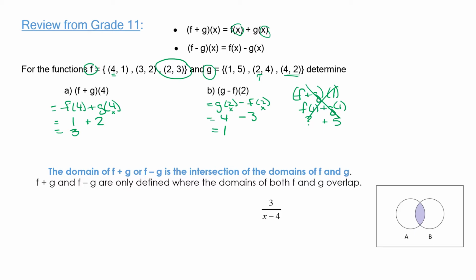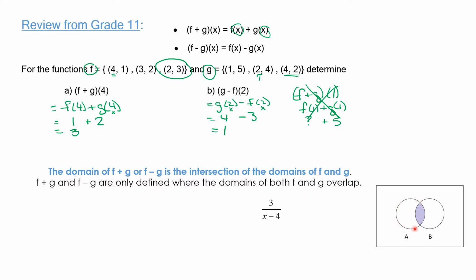The domain of f plus g or f minus g is the intersection of the domains of f and g. I know you did Venn diagrams, probably in elementary school. So if this were an f and this were a g here, we have to only have the overlap, the intersection. F plus g and f minus g are only defined where the domains of both f and g overlap.